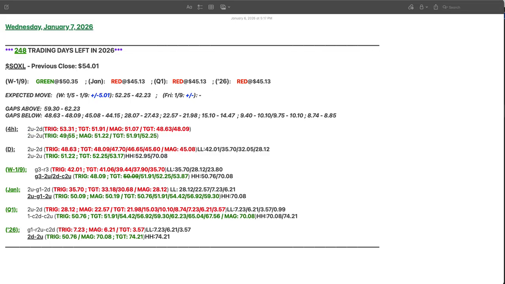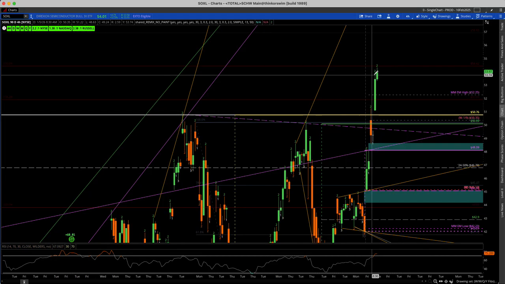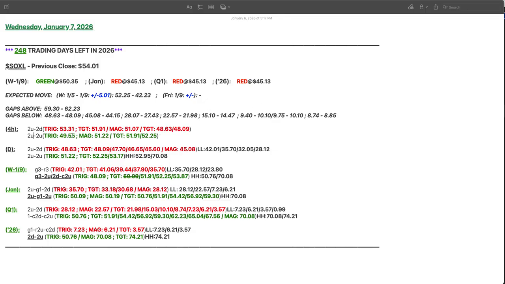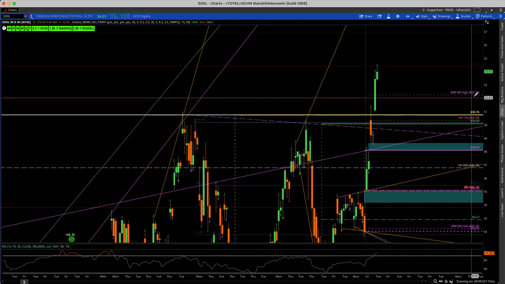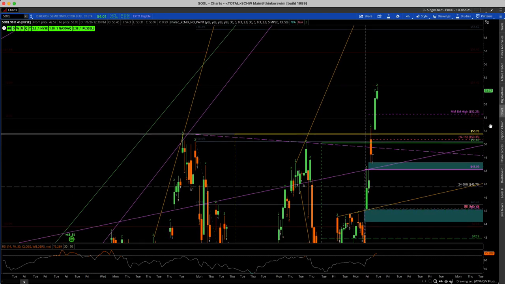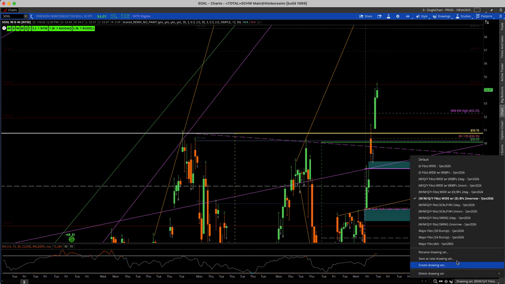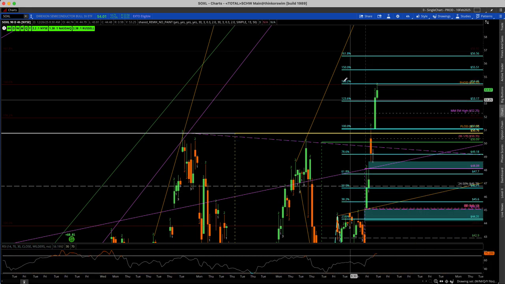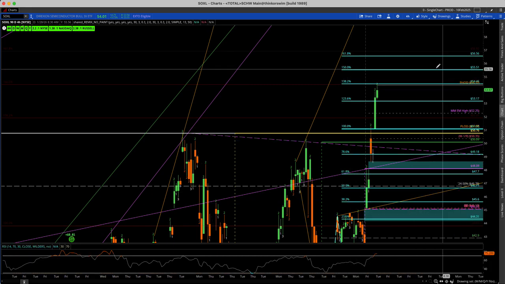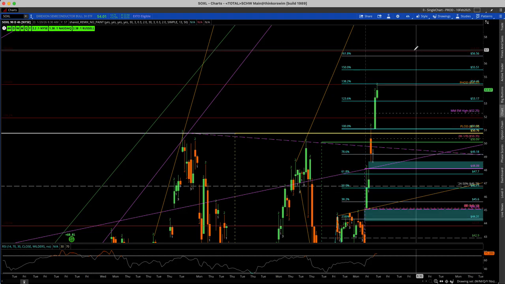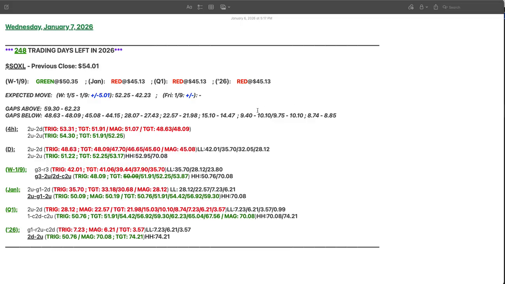For upside, we would have a 2 up trigger at 54.30. And since it is not a reversal, there is no magnitude for the move. We only have our targets. So this is where we would flip back to our scalp chart, and let's see, 55.51 and 56.56.